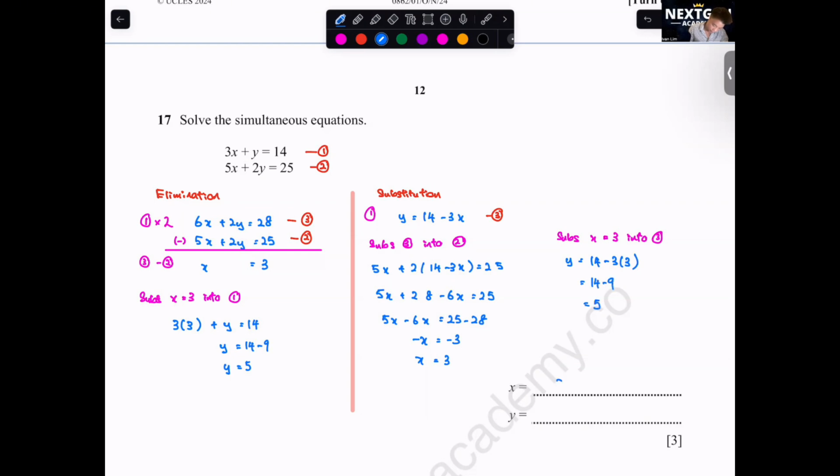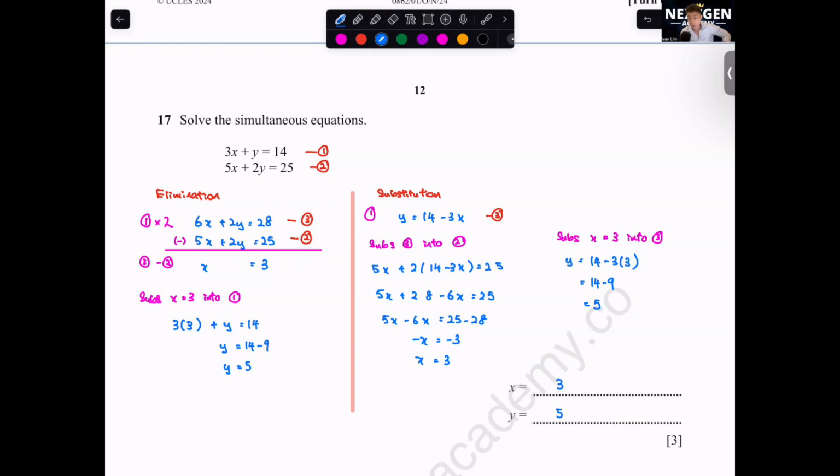Okay, you all see the length? Which one is shorter? For me, normally it will be elimination. So if you can do elimination, normally just stick with elimination. But not all questions can do elimination. Later, when you all go to more advanced types of simultaneous equations, we would need to use substitution.